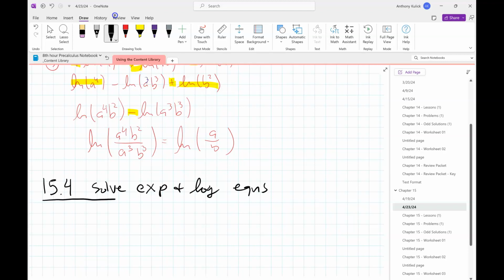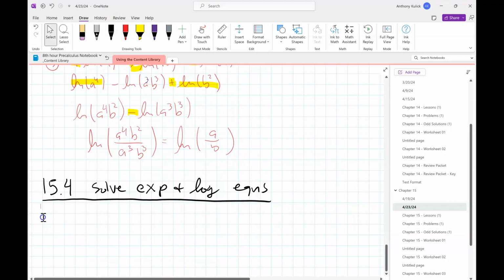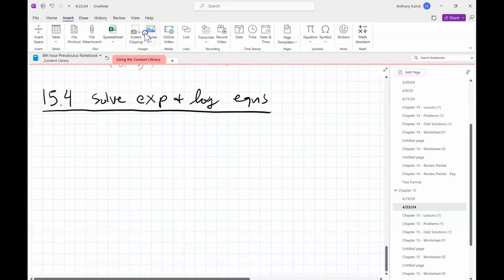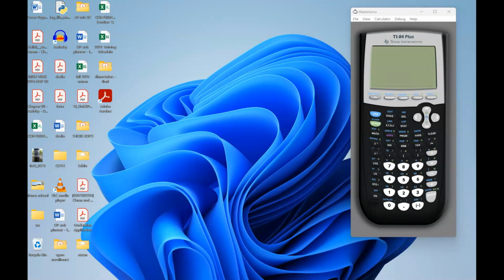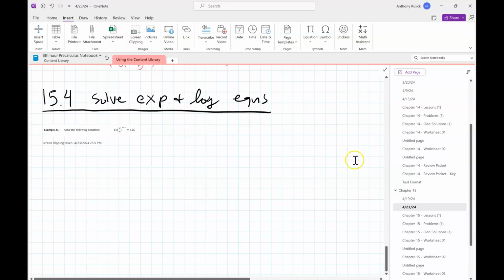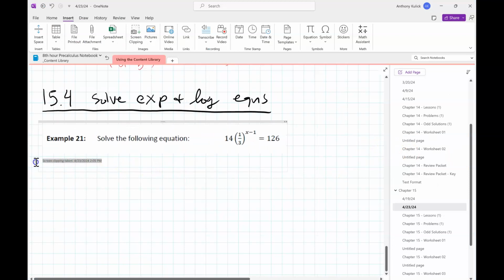All right, in 15.4, we're not going to see any new content. All we're going to do is kind of apply the stuff we've talked about so far. Really what we're going to be doing is solving equations. So I'm just going to give us some examples of equations to solve, kind of walk through what we do to solve them, and then we're out.